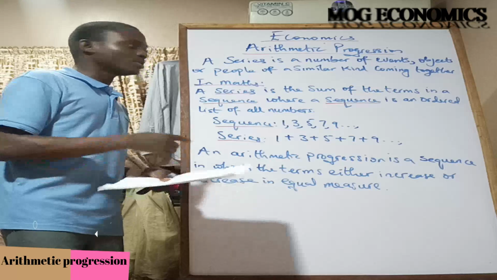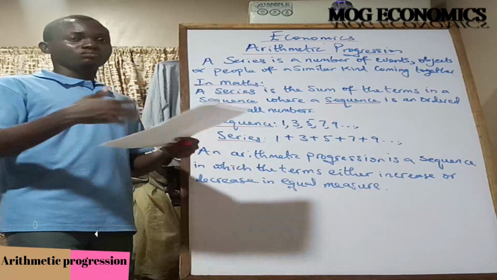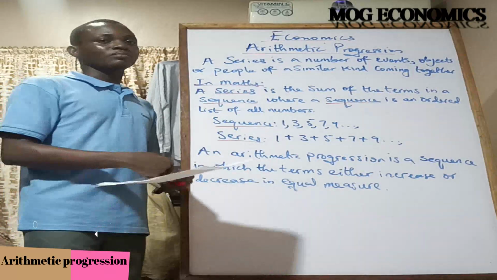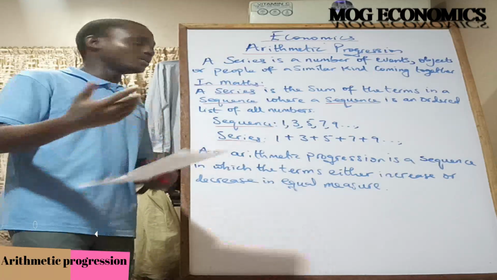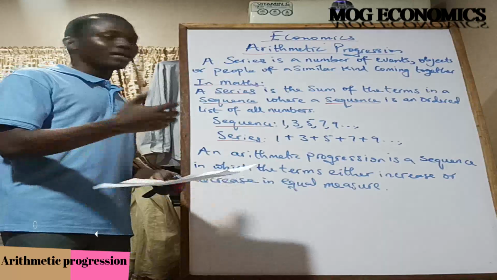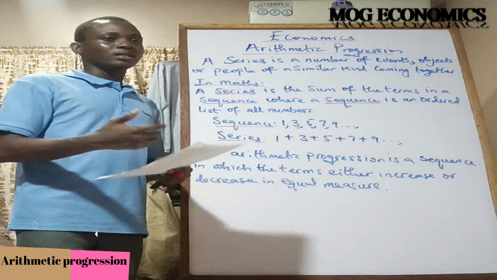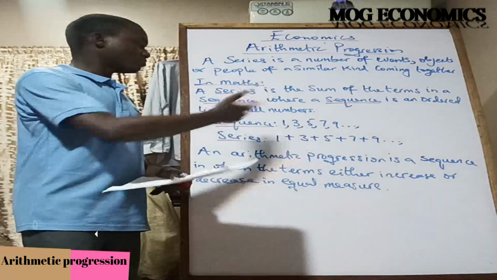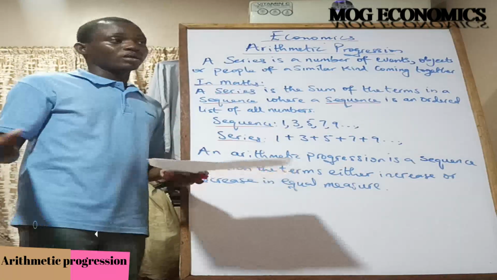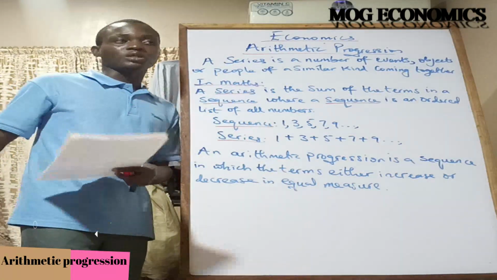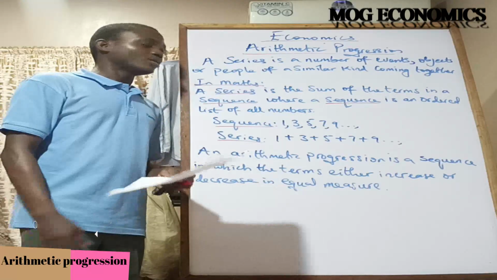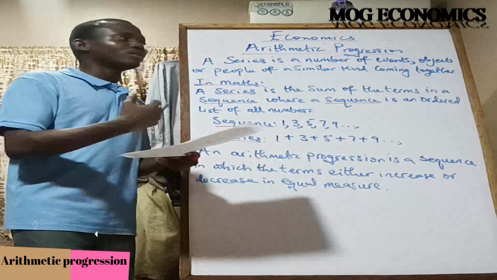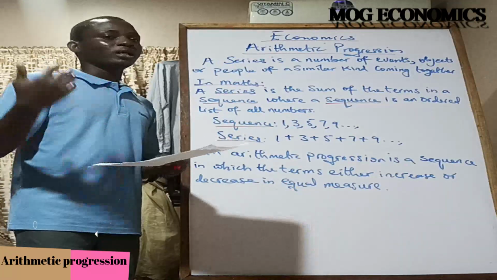In mathematics, a series is the sum of the terms in a sequence. A series is the sum of the terms in a sequence, while a sequence is just a list, right, of ordered terms. A list of ordered terms. So it is an ordered list of numbers, like you have a set of numbers following each other in a particular order. Okay, so that is what a sequence is. But then a series is now the sum of all the terms in a given sequence.